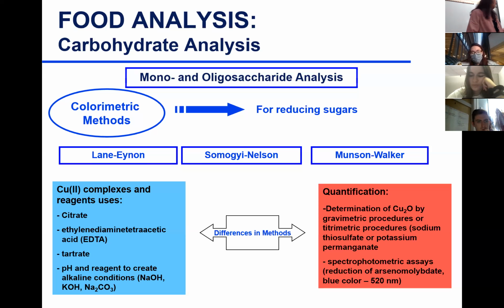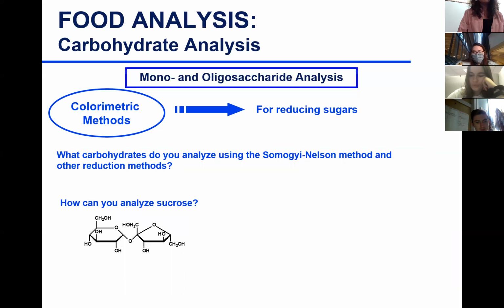So that's what I want you to remember. I don't want you to remember the different names of the reagents and such. There's a question there that I just realized is not a very smart question. It's asking you what carbohydrates do you analyze using the Somogyi-Nelson method and other reduction methods? I just said there, reducing sugars. I don't know why I have this question when the answer is there.